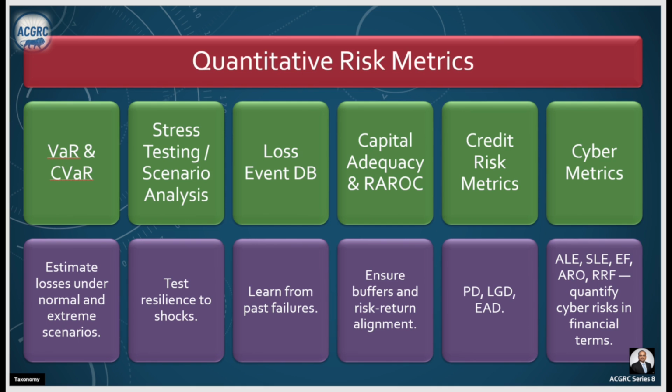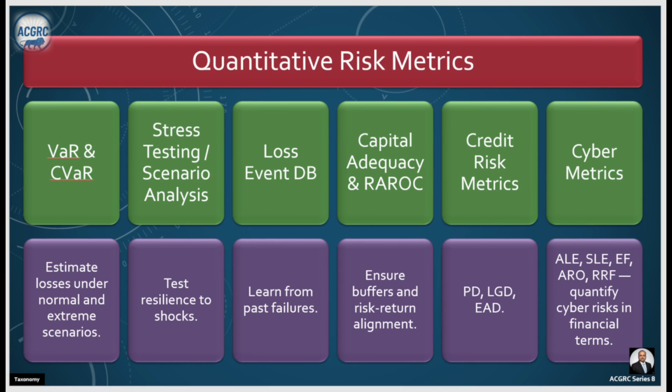So, in summary, let's begin with value at risk or VaR, the cornerstone of financial risk measurement. It estimates the maximum potential loss over a given time frame at a given confidence level. It tells the board this is the most we could lose 95% of the time. But what about the other 5%? The tail risk. That's where the conditional value at risk or CVaR or expected shortfall comes in.